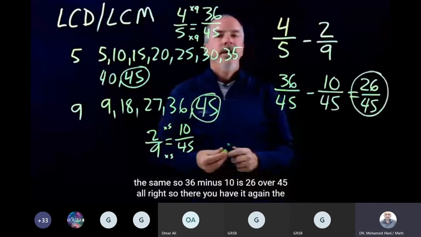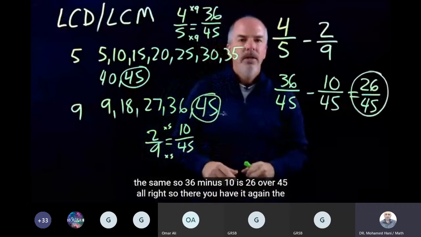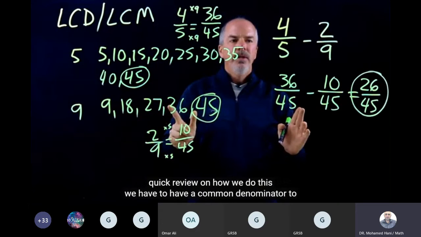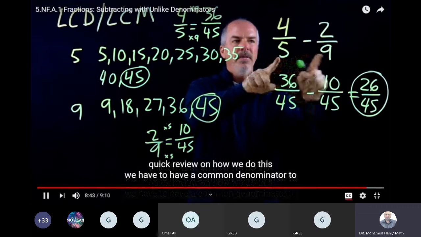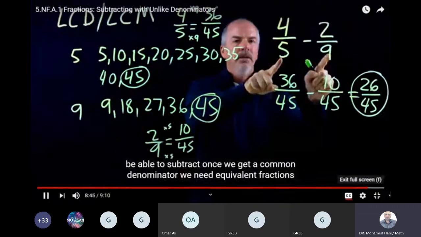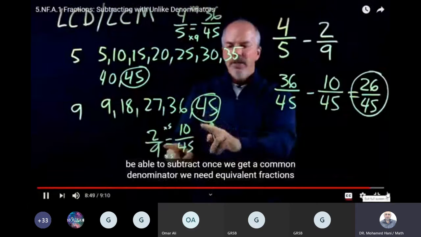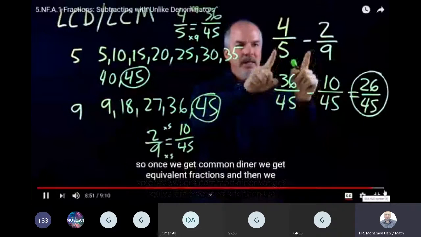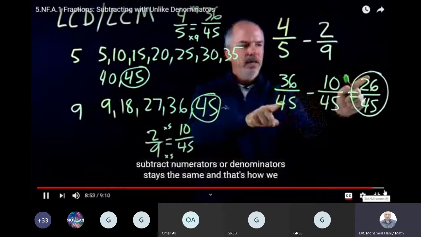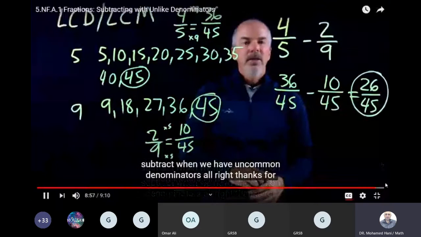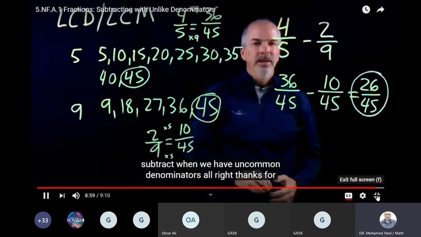All right, so there you have it. Again, a quick review on how we do this. We have to have a common denominator to be able to subtract. Once we get a common denominator, we need equivalent fractions. Then we subtract numerators. Our denominator stays the same, and that's how we subtract when we have uncommon denominators.